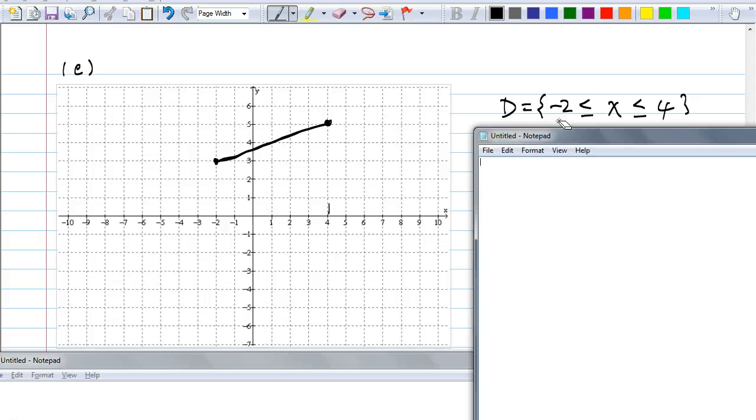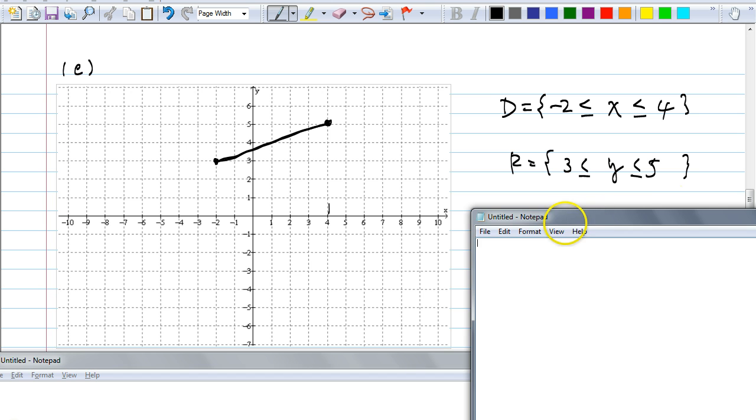Where did you get -2 and 3 from? You have a point that has -2. Okay, say it again. What is it? Okay. All real numbers between 3 and 5. 3 and 5. Very good. Including the endpoints, right? Okay.